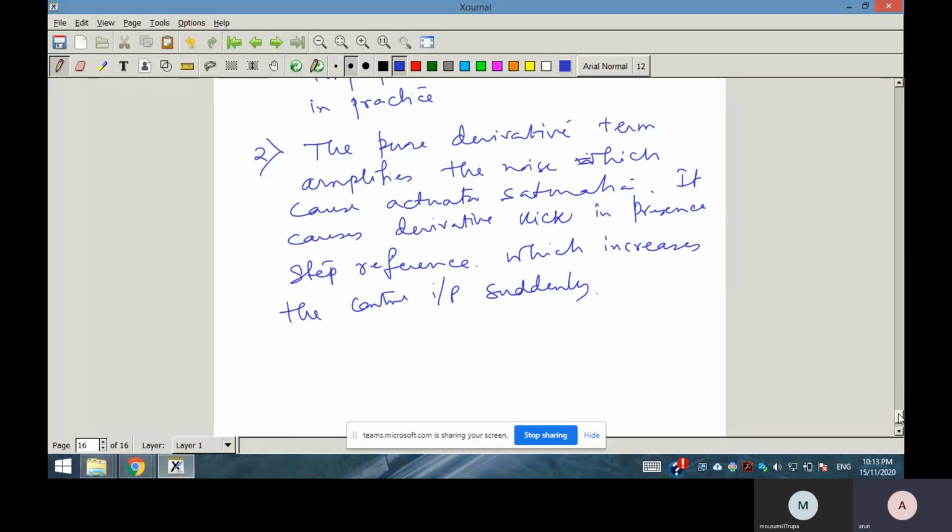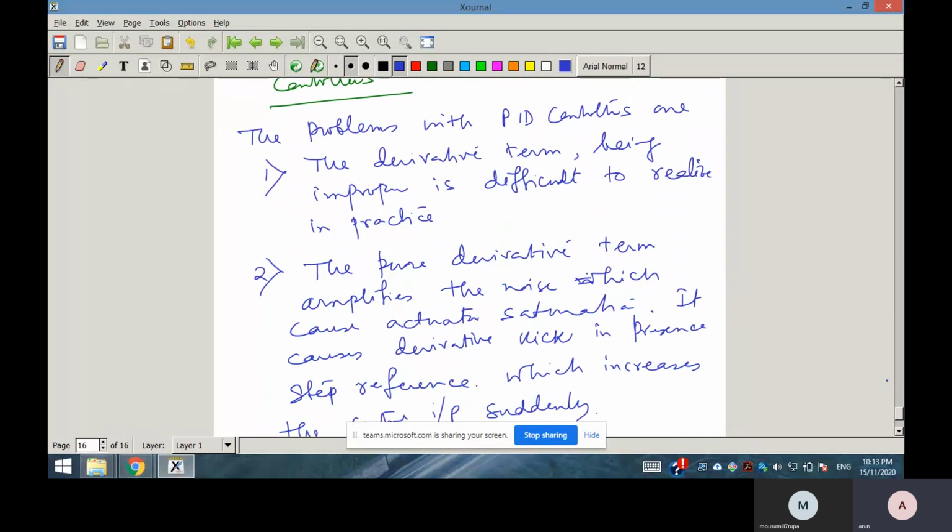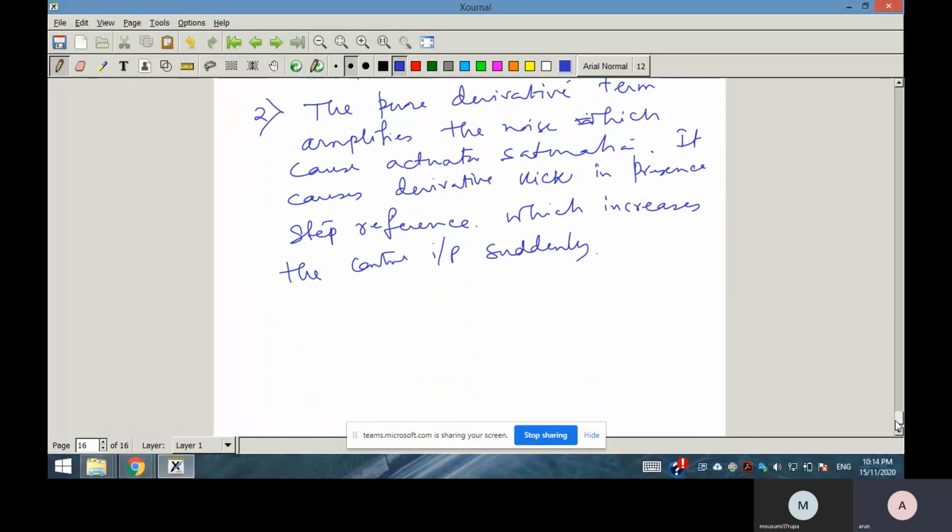So these are the two major problems. One is that the pure derivative term is difficult to implement. Even if you use a differentiator and implement it, the problem is noise amplification; noise will not be attenuated at all. The other is derivative kick. Because of derivative kick, an impulse, a sudden jerk, will happen in the controller output. That means the control input to the plant will have a sudden jump as you change the step reference input.